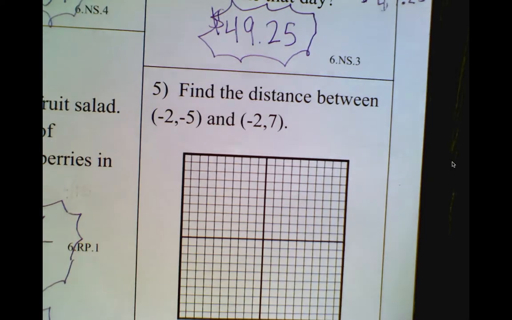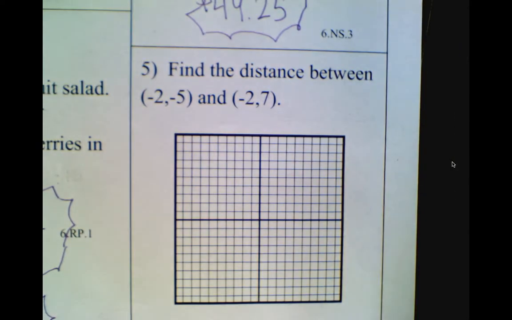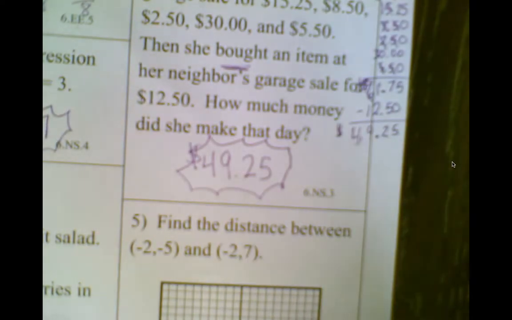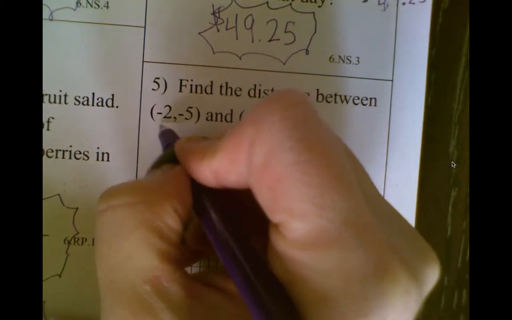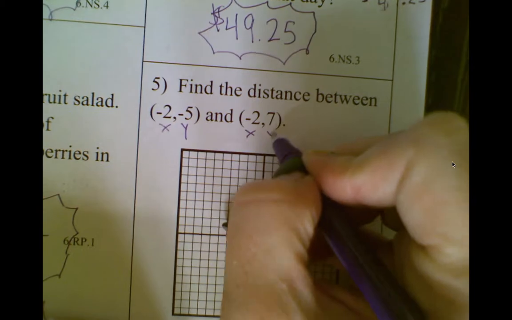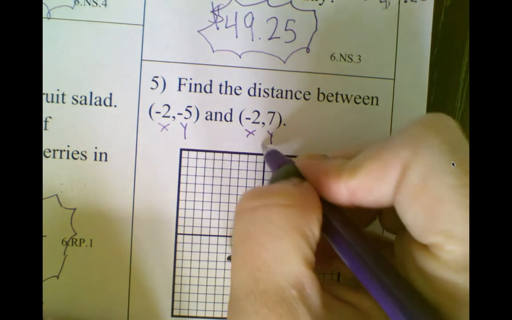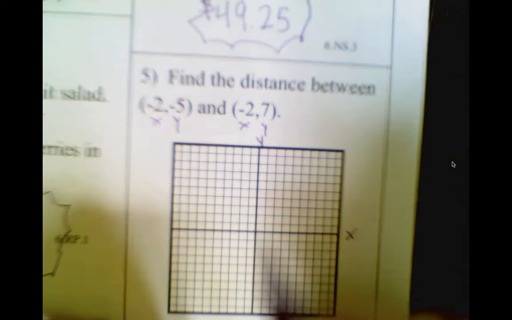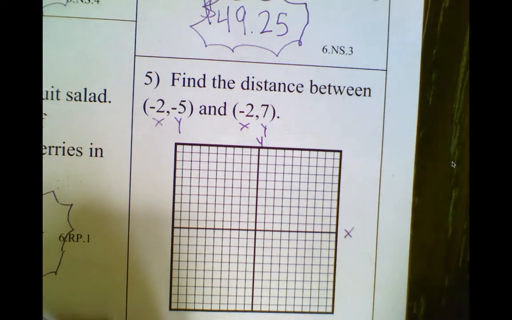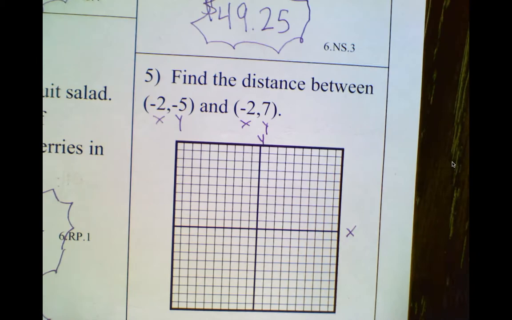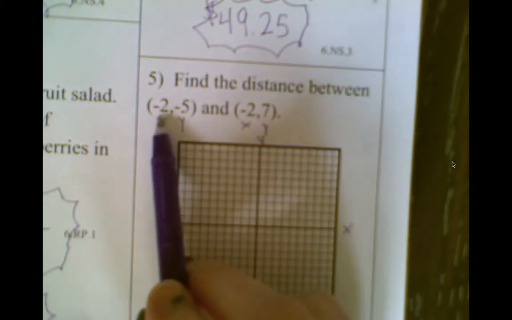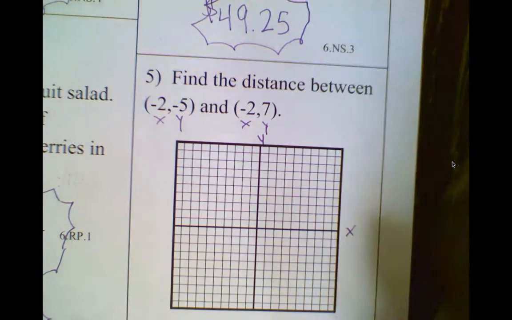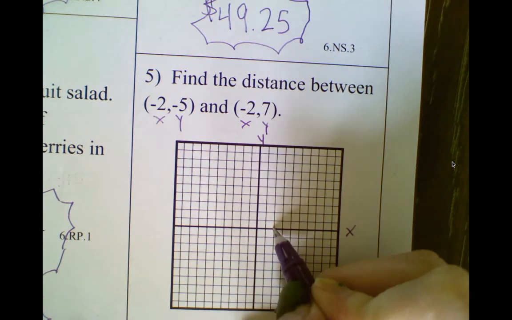Okay, we need to find the distance between these two dots. And anyways, this is how much she made that day after it's all said and done. But we need to find the distance between the two dots. Remember, first coordinate is x, second coordinate is y. This is the x-axis or the x line. This is the y line that goes up and down. X goes side to side. Anyway, so we got -2, -5. So over 2, down 5.